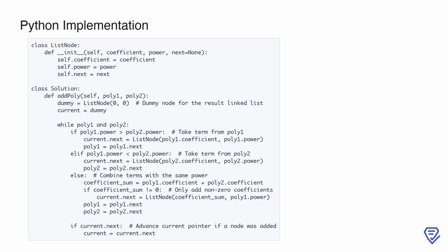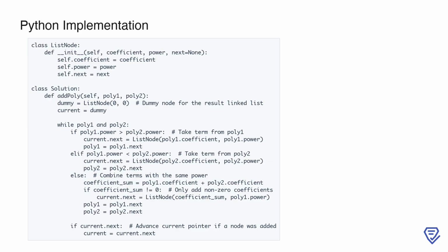Here, we start by defining a class ListNode to represent the nodes of our linked list, where each node stores a term of the polynomial. Each term has a coefficient, a power, and a next pointer to connect to the next term. Then, we define the addPoly method in the Solution class, which will handle the addition of two polynomials represented as linked lists. We initialize a dummy node, dummy, to serve as the starting point for our result linked list, and a pointer current to help us build the result list.